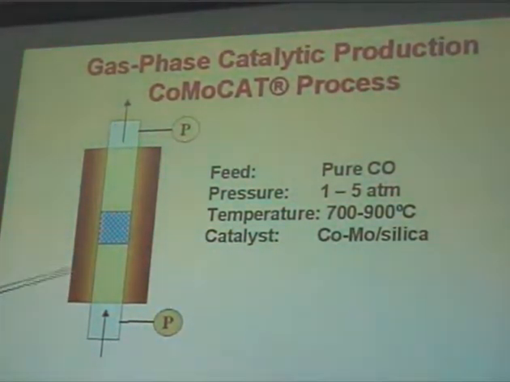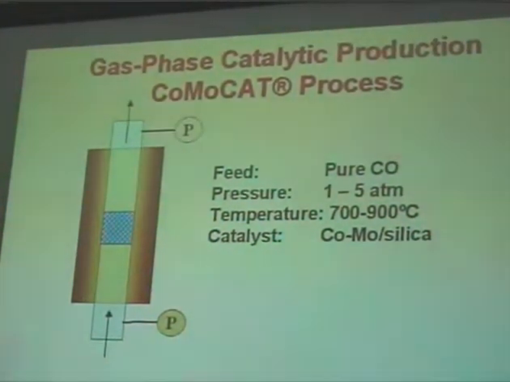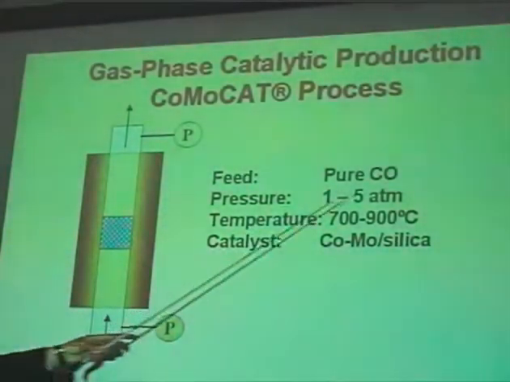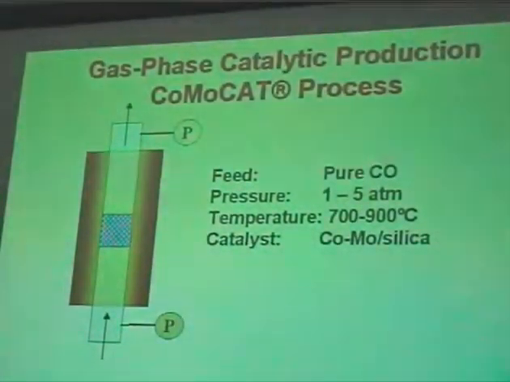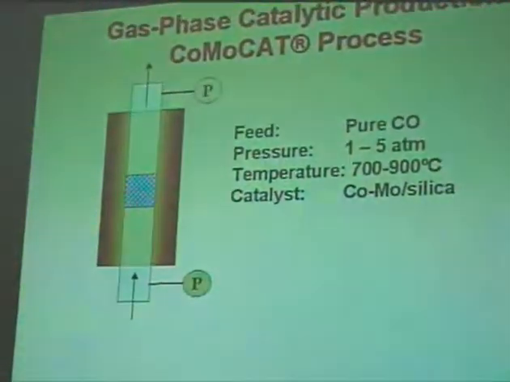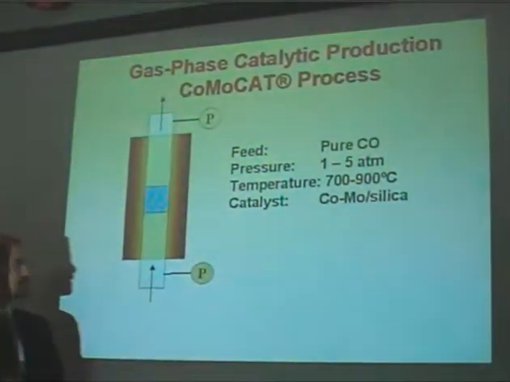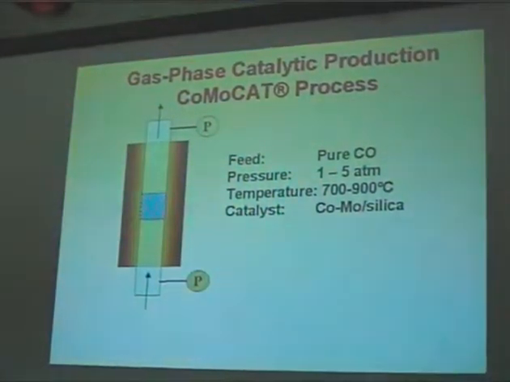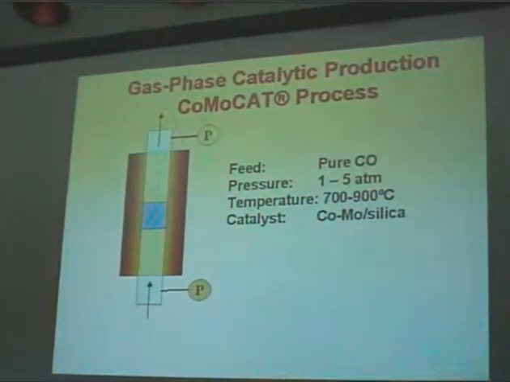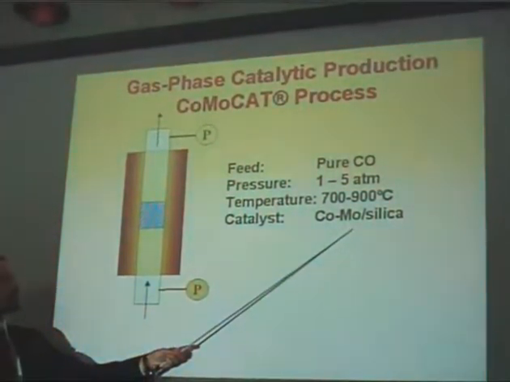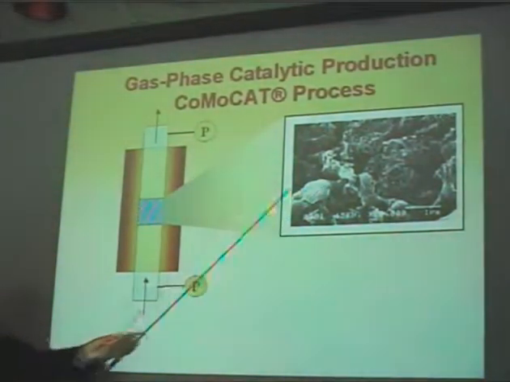We have a feed of pure carbon monoxide that we operate at a relatively low pressure, from 1 to 5 atmospheres of pure CO, and a relatively low temperature range compared to what most people are using, between 700 and 900 degrees C, and a catalyst that is our unique formulation. We have a patent for that.